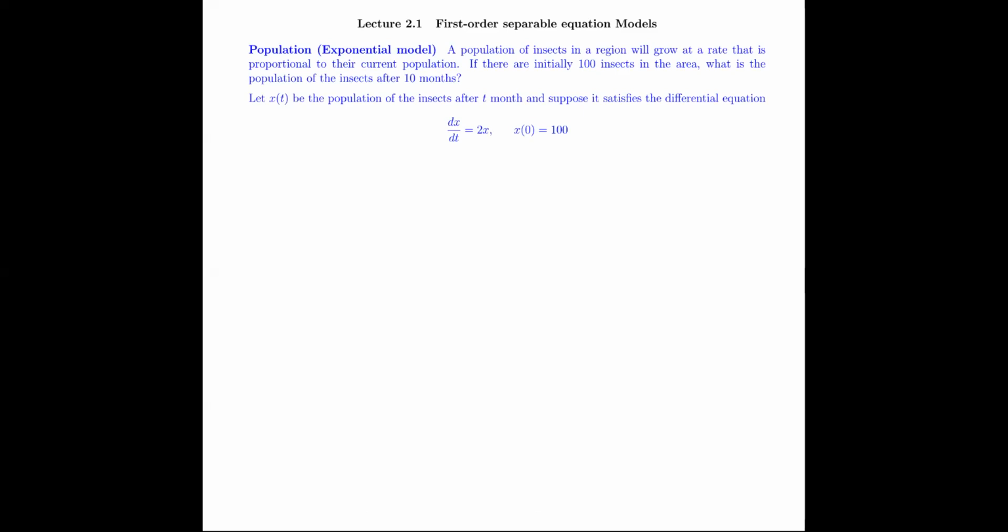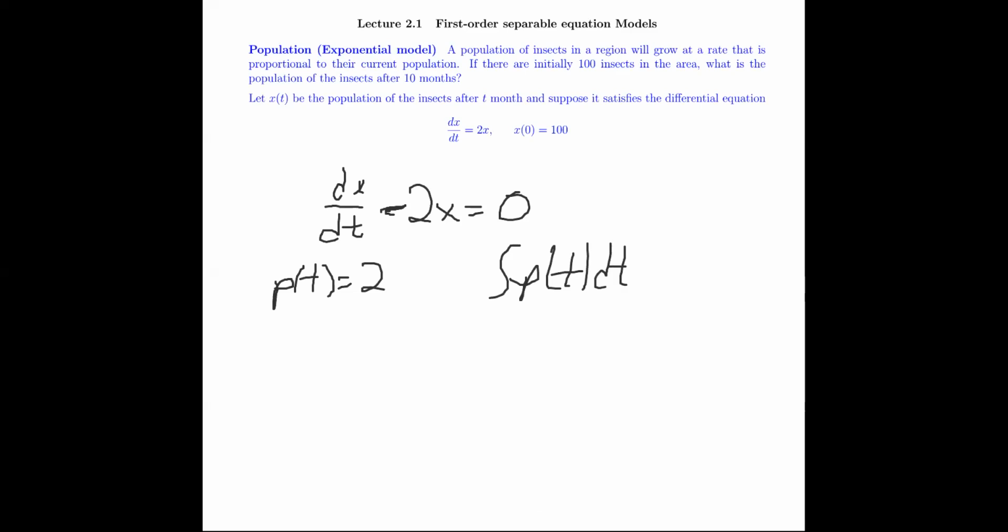If we have a linear differential equation, we can rewrite this as dx/dt minus 2x is equal to 0. This tells us p of t is equal to 2. The integral of p of t dt then is equal to 2t. So our integrating factor is e raised to the 2t. I made one small mistake here. This is a negative 2, so that is a negative 2t, and this is e to the negative 2t. And so we have our integrating factor, mu of t is e to the negative 2t.